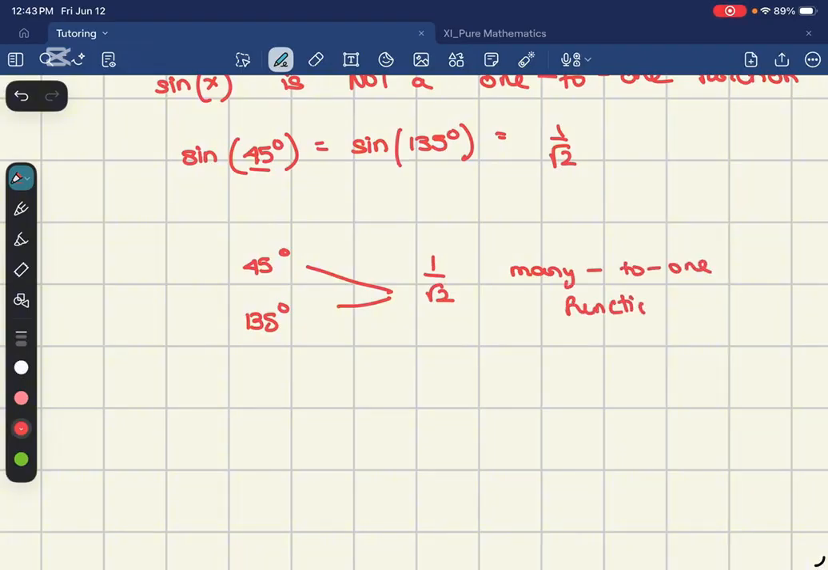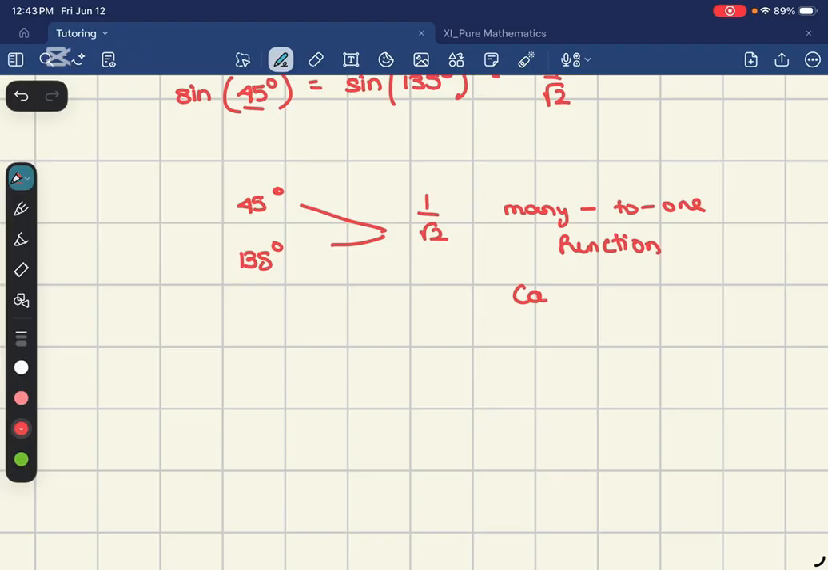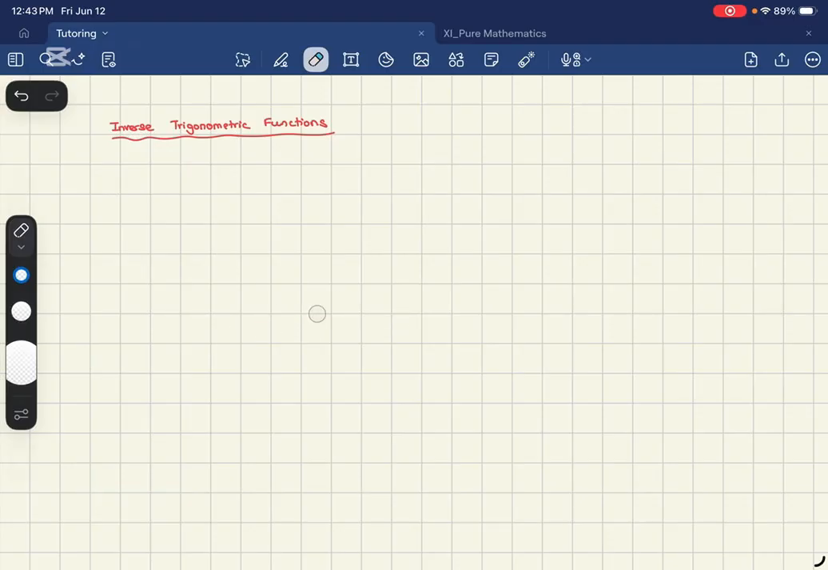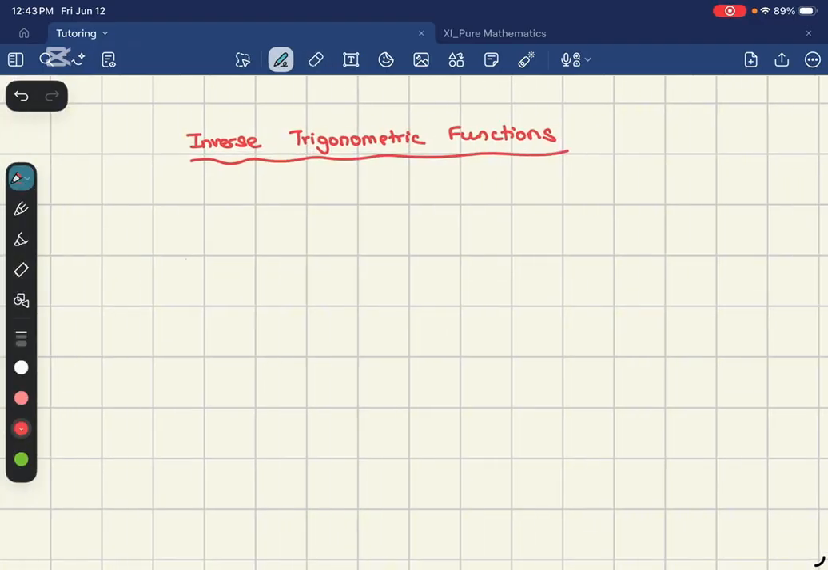So a many-to-one function cannot have an inverse. So how do we ensure that our sine of x has an inverse? We do the following. This is true for all trigonometric functions: we perform a domain restriction. So we say let y is equal to sine of x such that x is between negative pi by 2 and pi by 2.